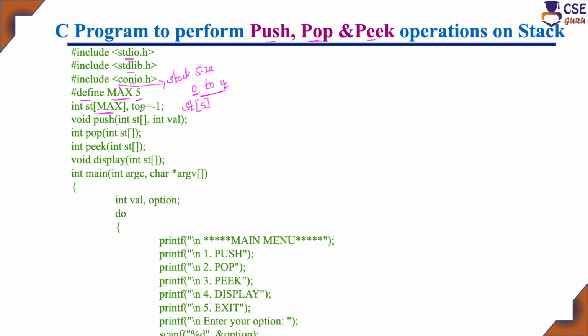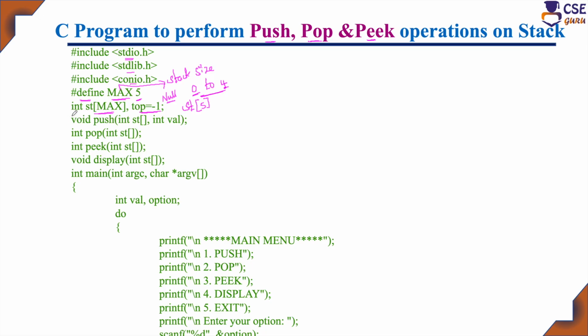Okay. And then declare the global variables: stack of MAX, that is, stack of 5 memory locations you need to allocate, and top is equal to -1, meaning initially the stack is empty. So whenever top represents -1, it means the value is null. There are no more elements in the stack. So this is the initial representation.